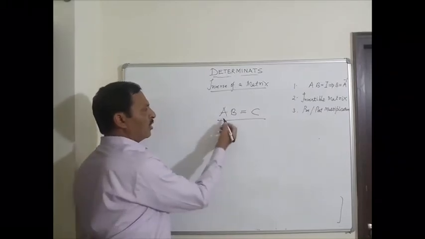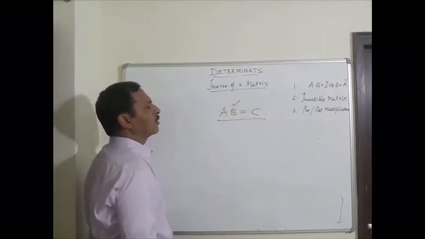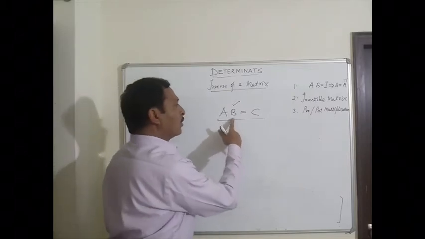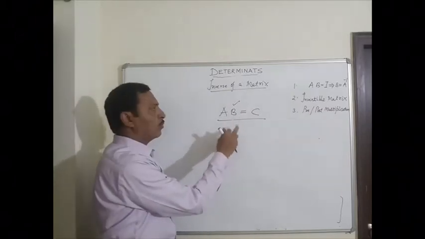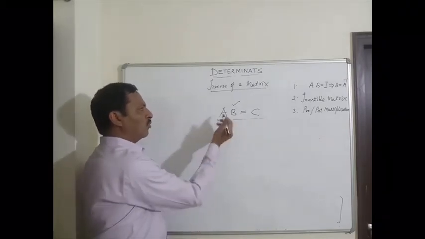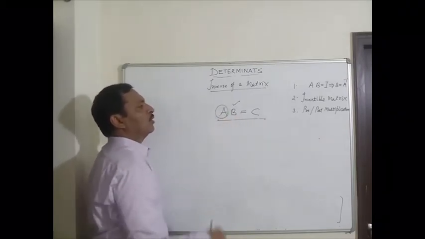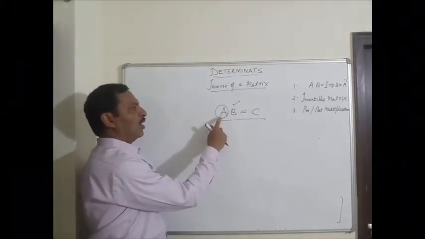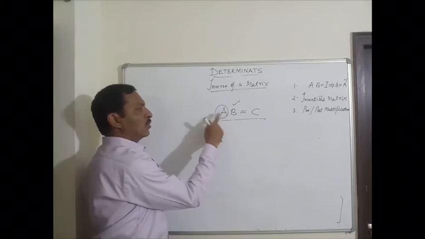We have to find the matrix B. So it is not like your lower class maths, that B equals C upon A. What I have to do is remove this A from here. For removing A, what do I have to do? I have to multiply by A inverse, so that the identity matrix comes here.